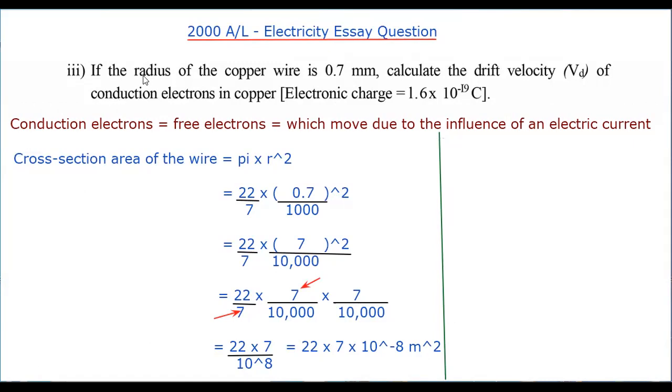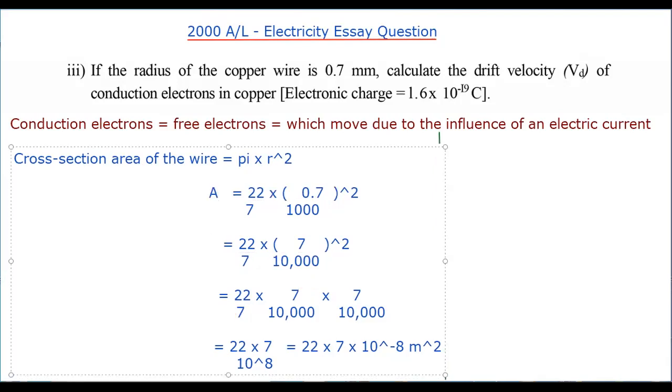If you want, you can multiply 22 and 7, then you get 154. So 154 into 10 to the power minus 8 can also be written. But I didn't write it because this is not a final answer. The cross-section area of the wire is not a final answer. Okay or not? Actually, cross-section area means capital A. Capital A is not a final answer, so I did not simplify it. That's the reason.